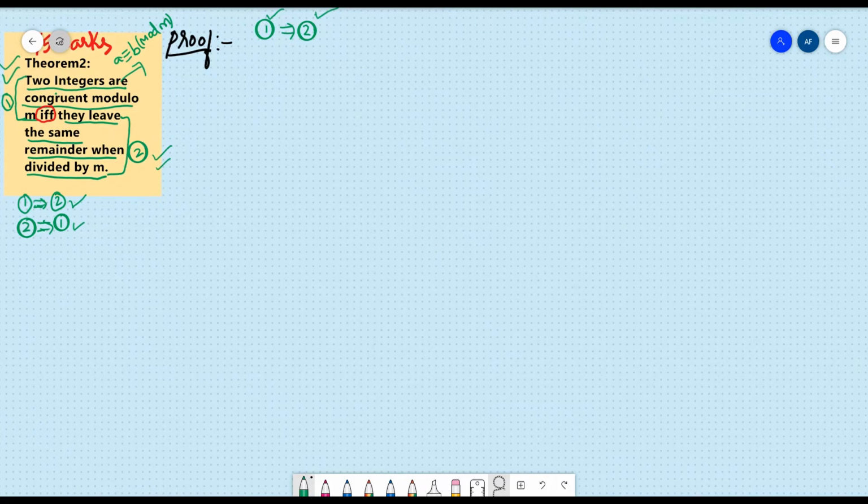Let me take a black pen here. Let a be congruent to b mod m. That is the thing I should consider. Then m divides a minus b. This is by the definition of congruence. I can write down m divides a minus b.